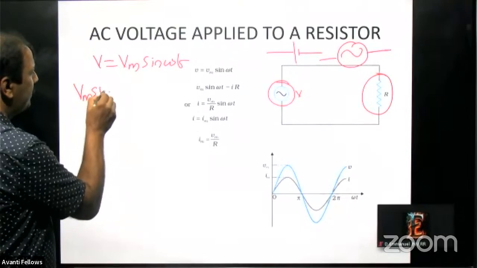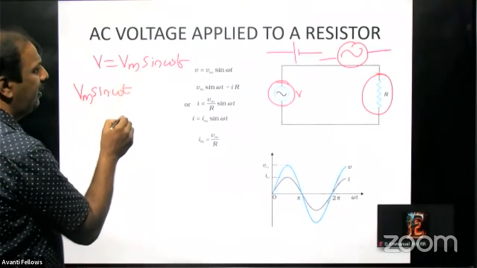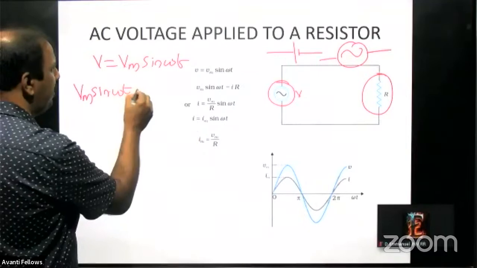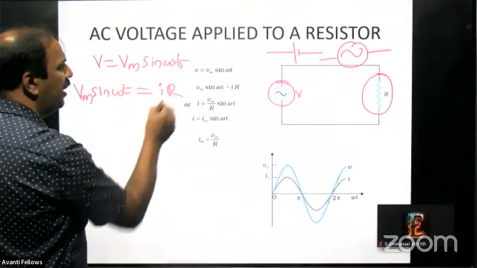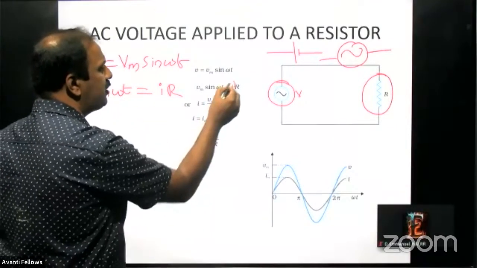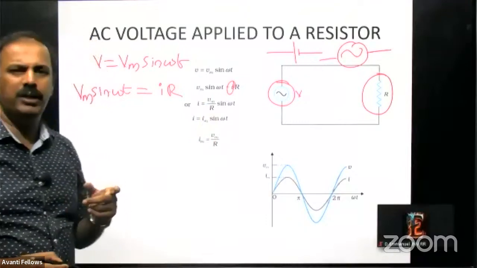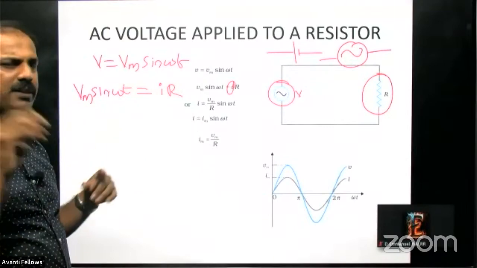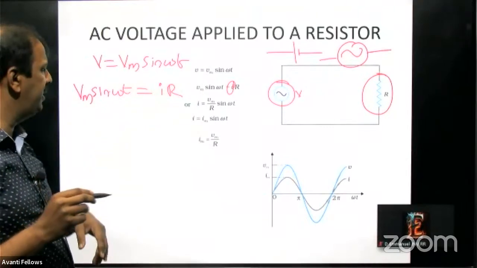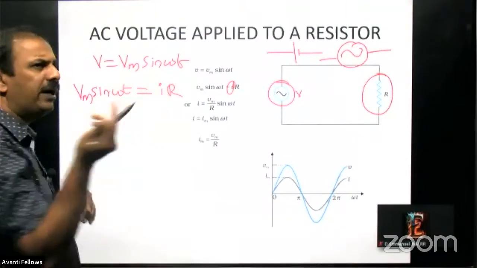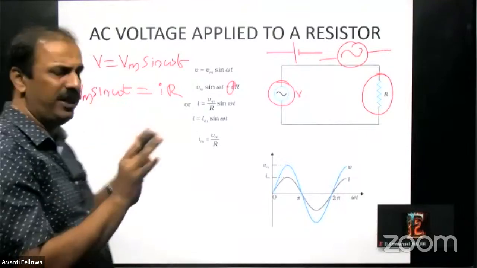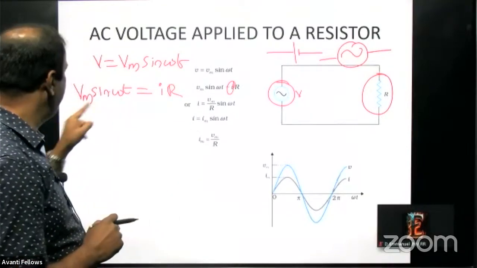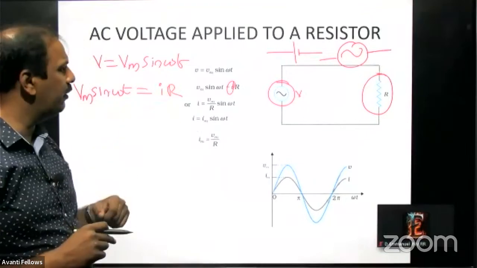Vm sin omega t minus IR is equal to 0, or Vm sin omega t is equal to I into R. You see here I am writing small letter i. In AC we will use small letters, in DC we will use capital letters. In AC also, when RMS comes, we will use capitals; that we will discuss later. So whenever we write the small letter i, it just means that it is varying with time. So Vm sin omega t is equal to iR. We have written it like this.